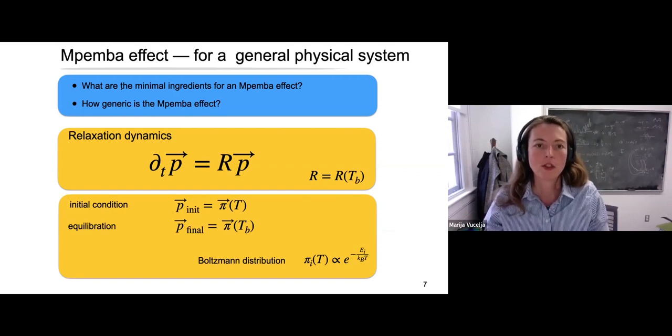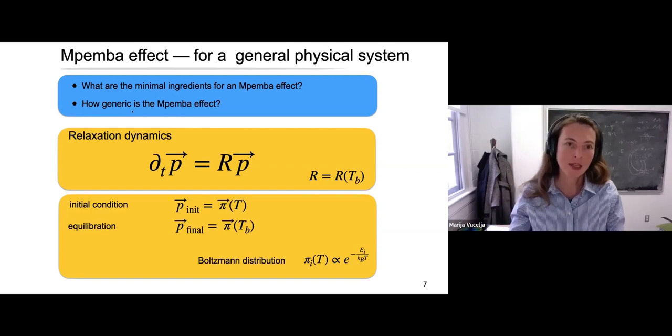So here I list two questions. Essentially, I'll touch only on the first one. So what are the minimal ingredients for an Mpemba effect? The second question, let me answer immediately. It appears in many systems.